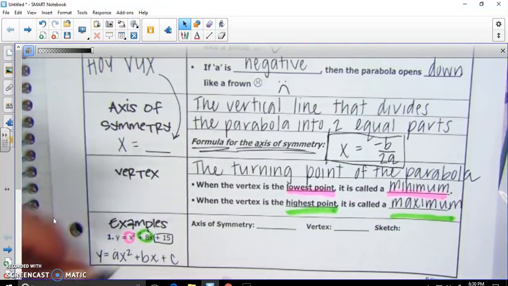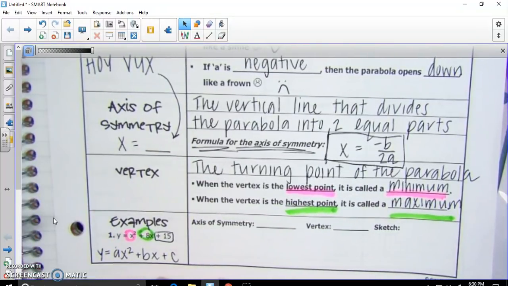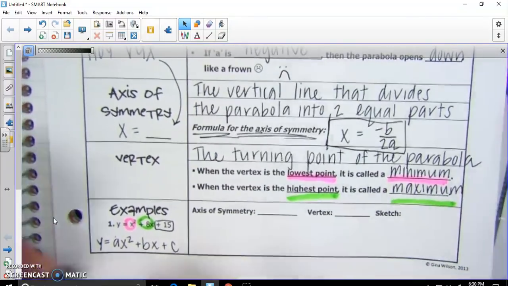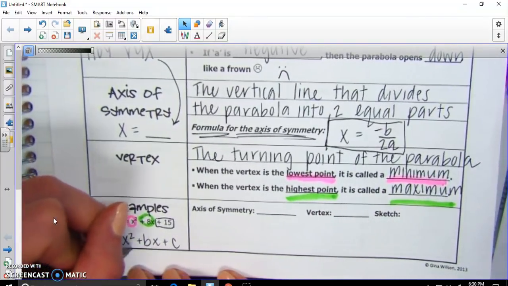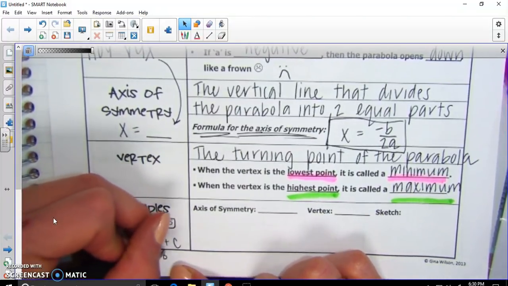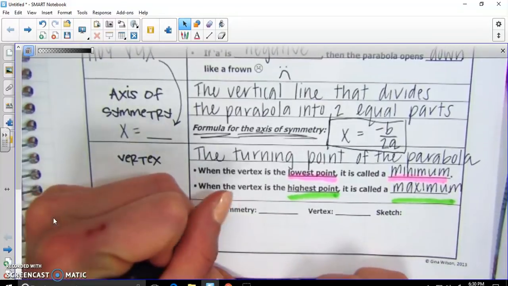Okay. So our a, what is our a in this example? Our leading coefficient is just 1, so a is 1. B is a positive 8, and C is a positive 15.